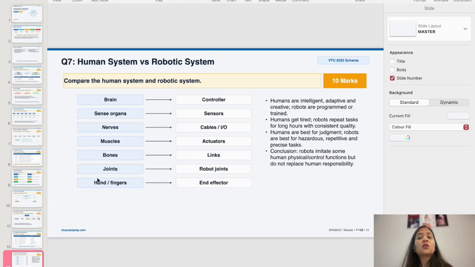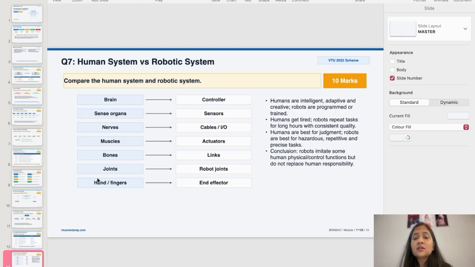So human sense organs are compared to a robot sensor, and human nerves are compared to cables and input output systems, and human muscles are compared to actuators. Human bones are next compared with the robot legs, and human joints are compared to the robot joints. Lastly, human hands and fingers are compared to the robot end effector. So these things you can just remember in the flow and write those things in sentences.